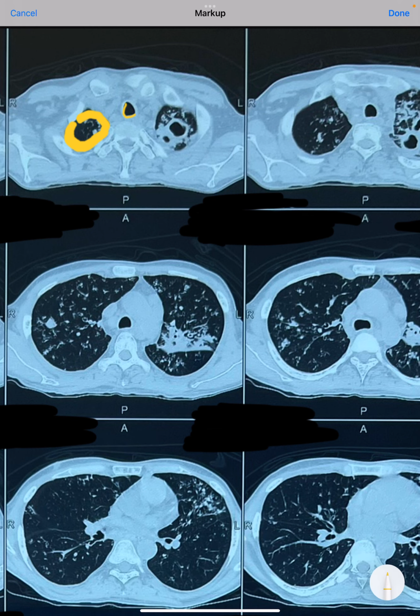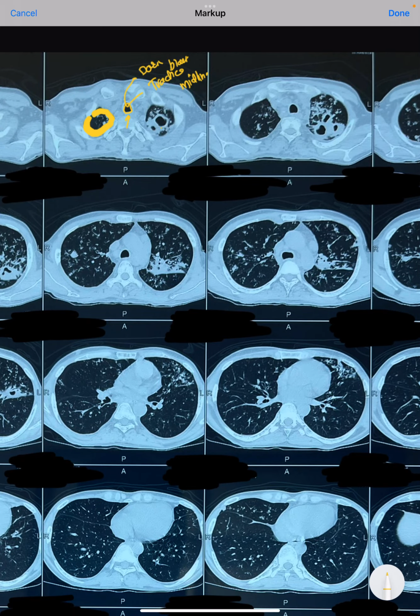This central thing is the trachea because it is in the center, exactly in front of the vertebra. It is in the midline and it has air inside. That is the reason why it is very dark, jet black, because air appears jet black on the CT scan. Now, what we are seeing in this is one cavity.